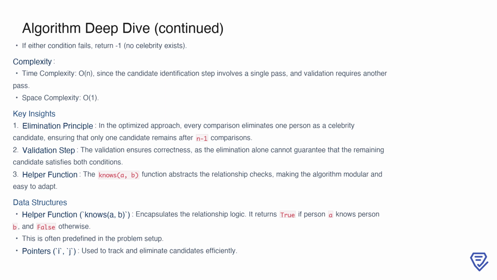Key insights here include the efficiency of the elimination principle, which allows us to identify a single candidate in n-1 comparisons, and the importance of the validation step to confirm the result. The knows function is central to the algorithm, abstracting the relationship checks and enabling modularity.